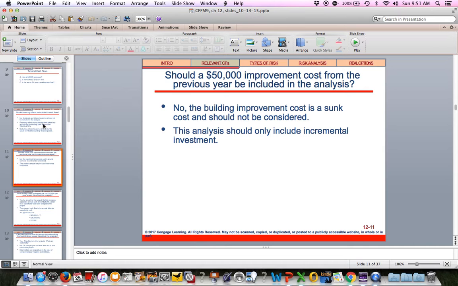Okay, when we compute cash flows, we only care about incremental cash flows, incremental investment. Change in, okay? That $50,000 happened in the past. It's not relevant to what we're doing today, and it does not change anything that we're doing today with this new analysis of buying equipment, okay? So we don't include this in the analysis. So relevant cash flows, sunk costs are important terms to know about this chapter.